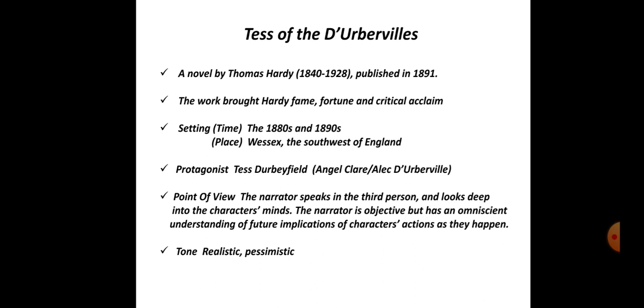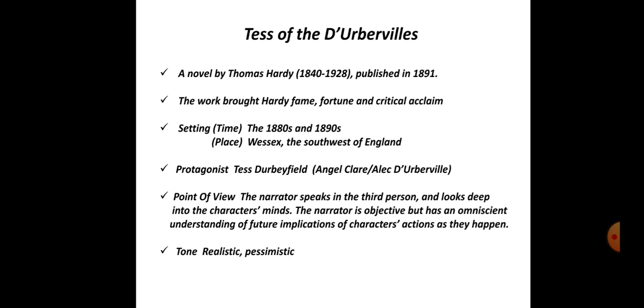Then besides her, there are two more important characters who influence her life, and they are Alec D'Urberville and Angel Clare. They form the second category of characters. And then come the minor characters who play a significant but minor role in the action of the novel. Here in this novel, these characters are Mr. John D'Urberville, father of Tess, Mrs. D'Urberville, her mother, Liza-Lu, her sister, then Mr. Clare, the parson, and three milkmaids, companions of Tess.